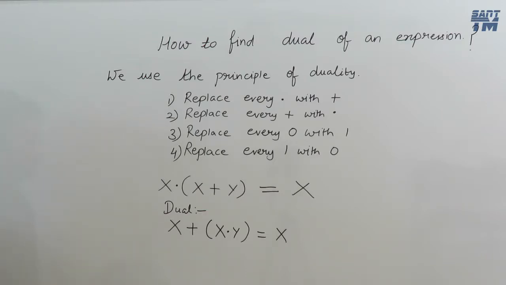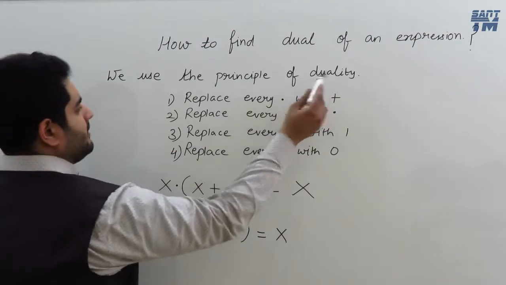By the term dual we mean another statement. As we have learned 11 laws of Boolean algebra, we saw that for every law there were two statements. Those two statements were duals of each other. How do we find the dual of an expression or a statement? We have to follow the principle of duality. Here is the principle of duality.